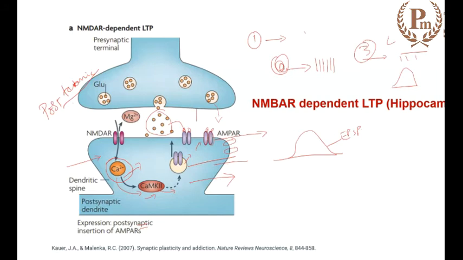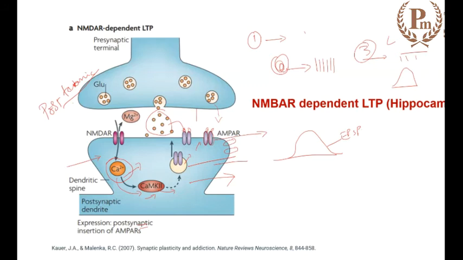Yes, ma'am. Is it clear? Ma'am, I want to know about what is NMDA. NMDA is another receptor. I can have multiple types of receptors for the same neurotransmitter. For glutamate, there are 2 types of receptors: AMPA receptors and NMDA receptors.